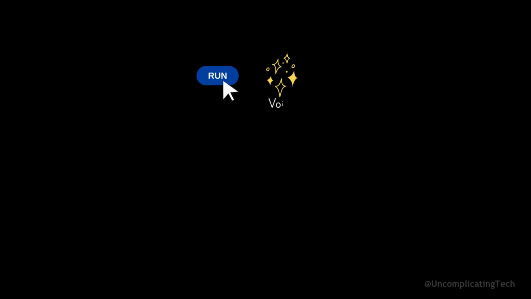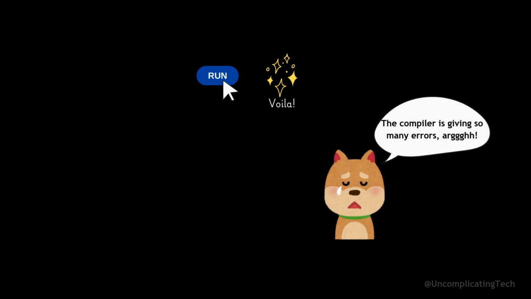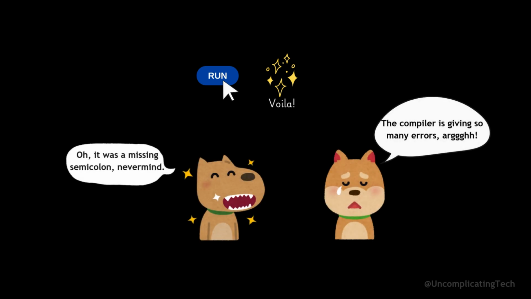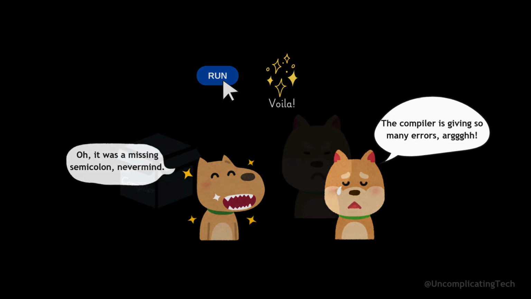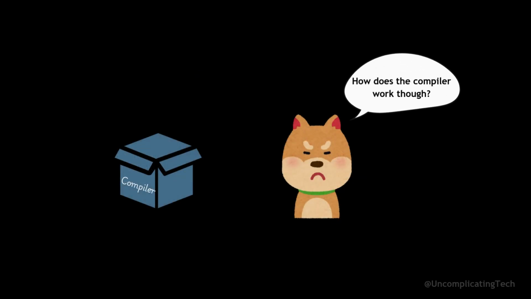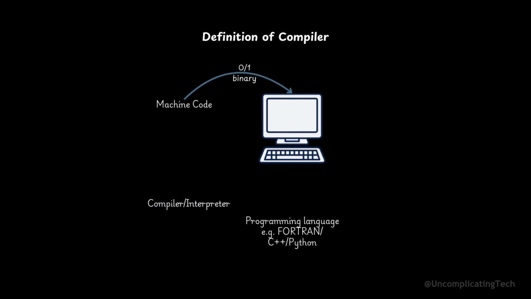We press the run button and voila, outputs or a bunch of errors appear on the screen. The compiler has always been a black box for us. So today, I am going to explain what happens when you click that run or compile button.